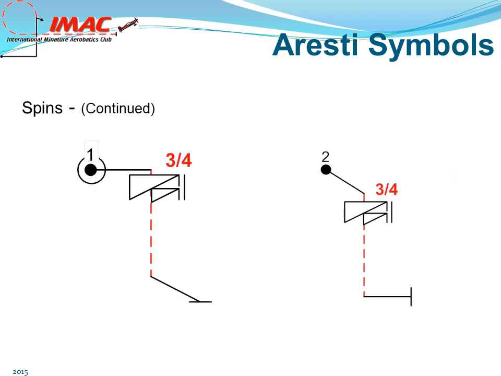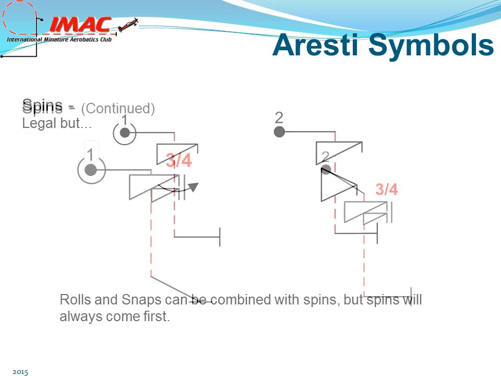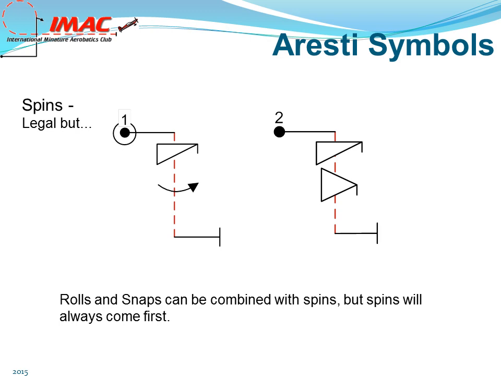These are examples of spins that change the box axis. Notice that a 1¾ spin will take the plane off the flight axis. The first puts the plane on the y-axis, while the second takes the plane off the y-axis and back to the x-axis. Rolls and snaps can be combined with spins, but spins will always come first. When combining a roll or a snap, a brief and perceivable pause is required between the spin and the roll element. No centering criteria for a roll after a spin.